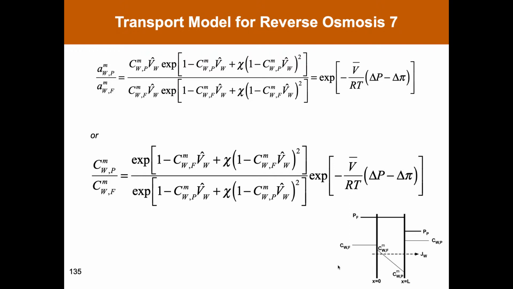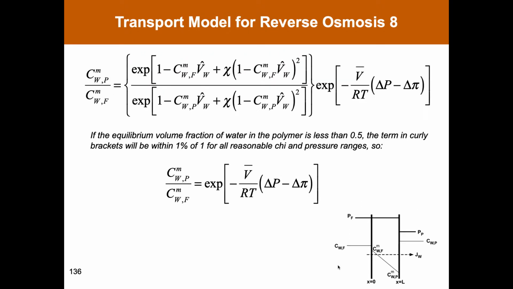We can write this ratio of thermodynamic activities also, as shown earlier, in terms of delta P minus delta pi. And it turns out that, particularly for water transport through membranes under desalination conditions, even at very high feed pressures, the difference in the concentration of water on the feed side of the membrane and the permeate side of the membrane is actually very small.